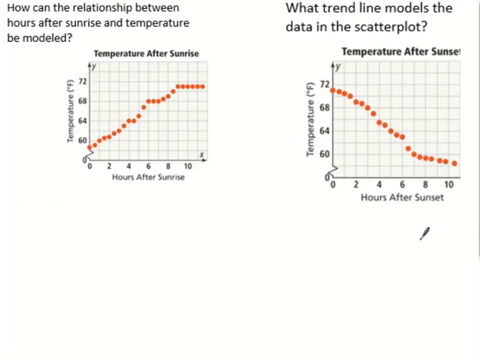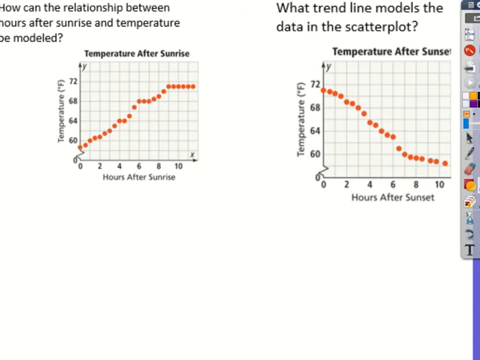All right, so now it says, how can the relationship between the hours after sunset and the temperature be modeled? So this is where they're asking us to actually have a model of the line of best fit. The line of best fit, or the trend line, is drawn and used so that we can then make predictions. And we could even use it to make predictions any day. Okay, it is Tuesday, the sun rose 6 hours ago, what would the temperature be? That's the point of the line of best fit, or the trend line.